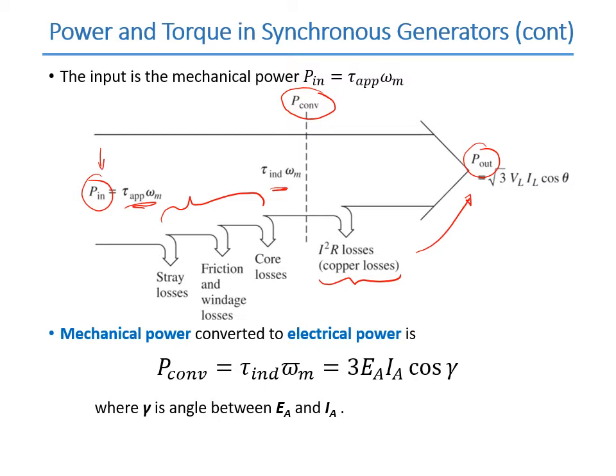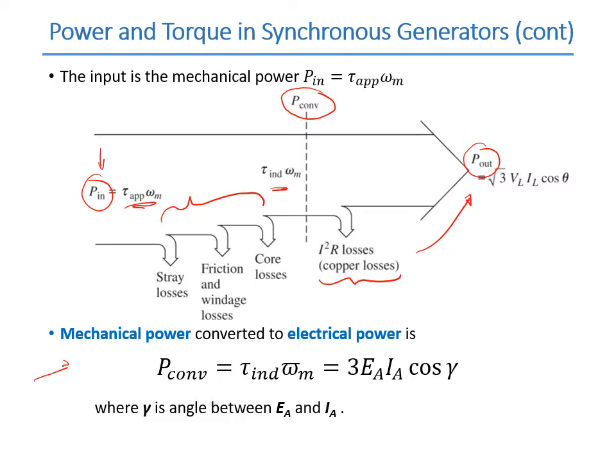Both of these two powers, the input and the converted powers, have the term omega m, which means that the speed is the same for both, and logically they cannot be different because we are talking about one machine, and it's directly coupled to the prime mover, so all the speeds will be the same. However, the torques are different, and again this is because of the losses, so the induced torque will be lower than the applied torque.